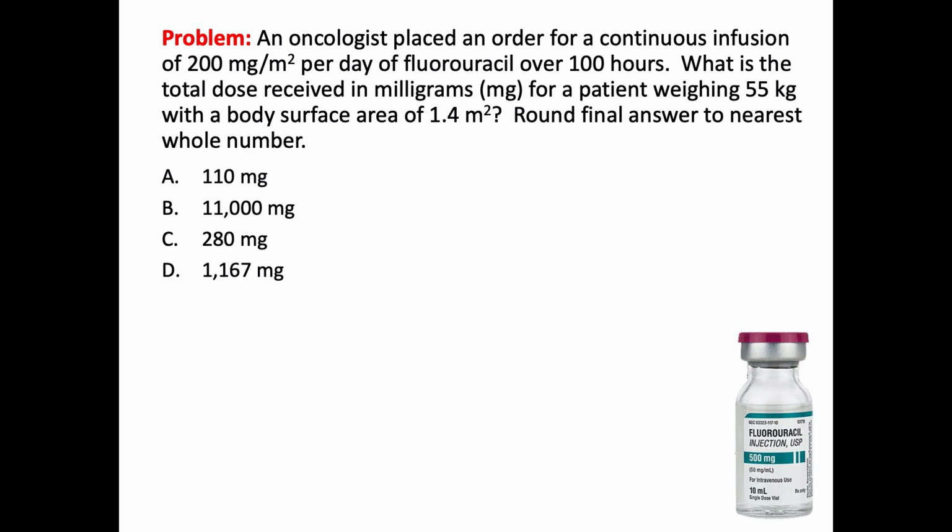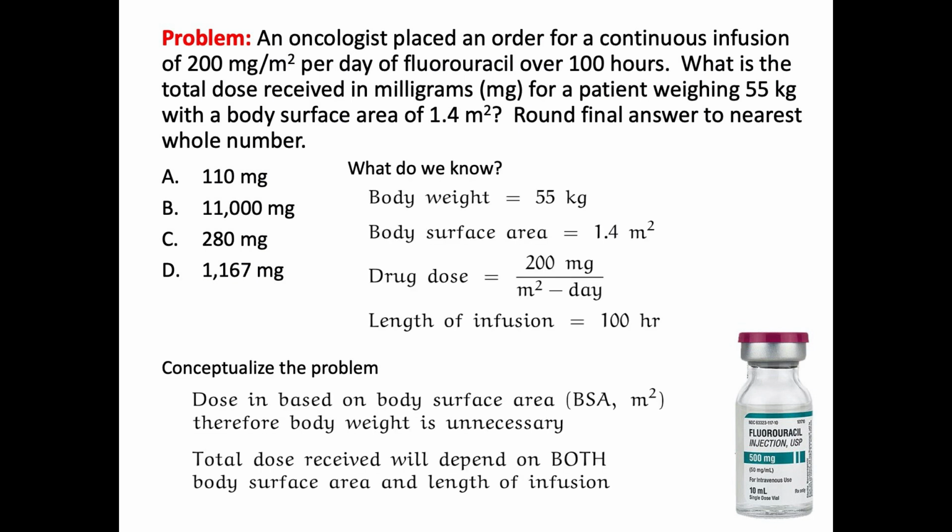All right, so you have enough information to solve this question, so go ahead and do it, and let's see if you get the right answer. Rewriting what we know from the question, first we know the patient's body weight is 55 kilograms. We know that their body surface area is 1.4 meters squared. We were given the drug dose, so let's express it as 200 milligrams per meter squared-day.